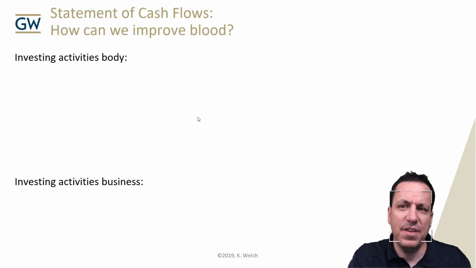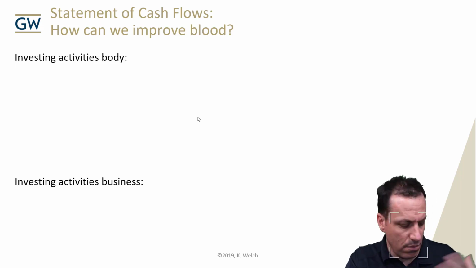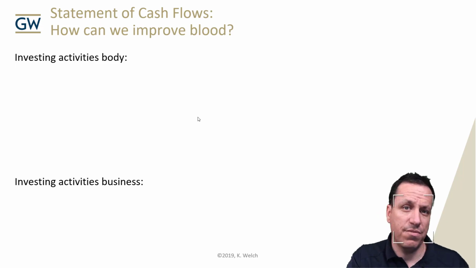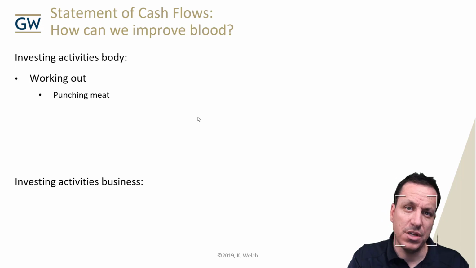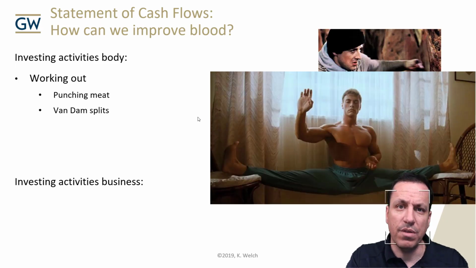And if we think about investing activities for our body, say our operations, our body is having poor circulation, something goes wrong. There are different activities that we can do related to that. We can work out to try to improve ourselves. That might include punching meat like Rocky. It could include doing Van Damme splits.